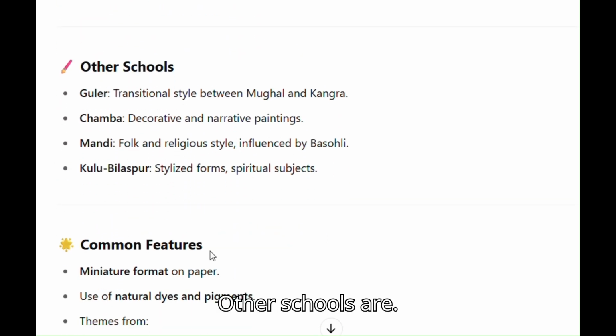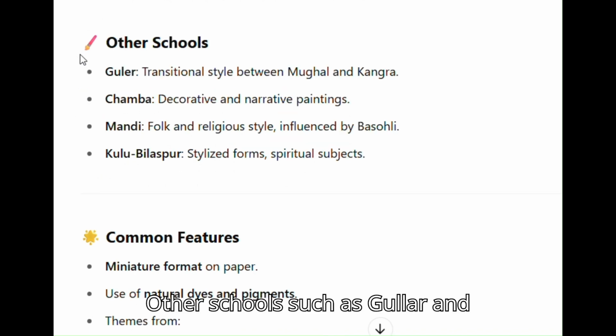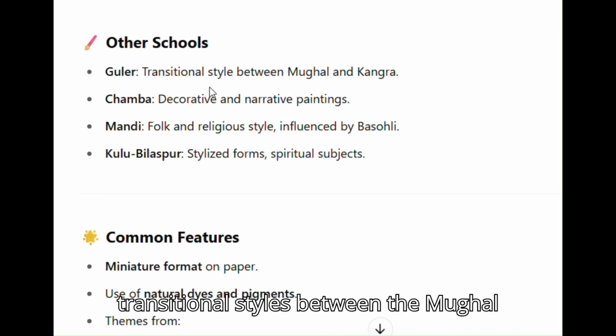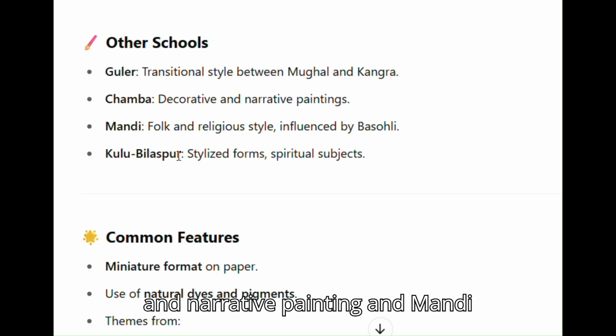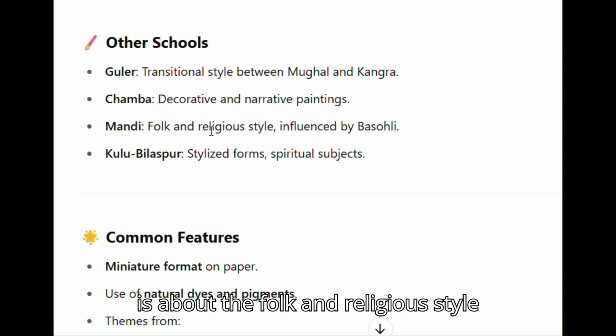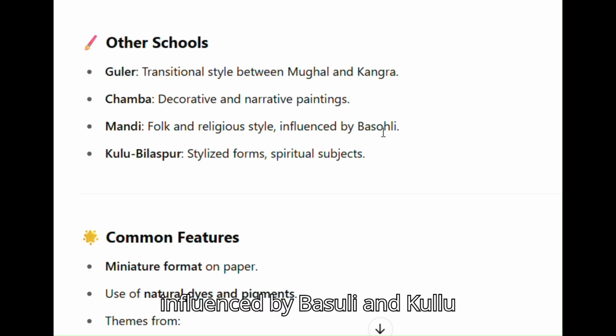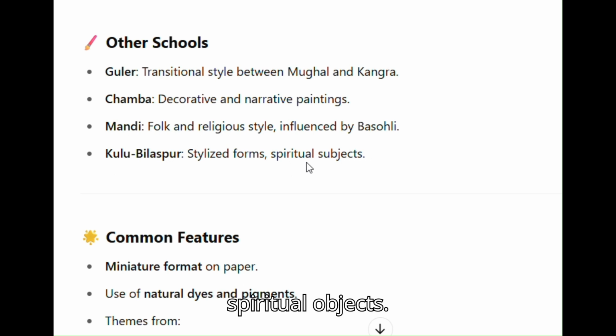Other schools are Guler and transitional styles between the Mughal and Kangra. Chamba is a decorative and narrative painting, and Mandi is a folk and religious style influenced by Basoli. And Kulu Bilaspur, a stylized form of spiritual objects.